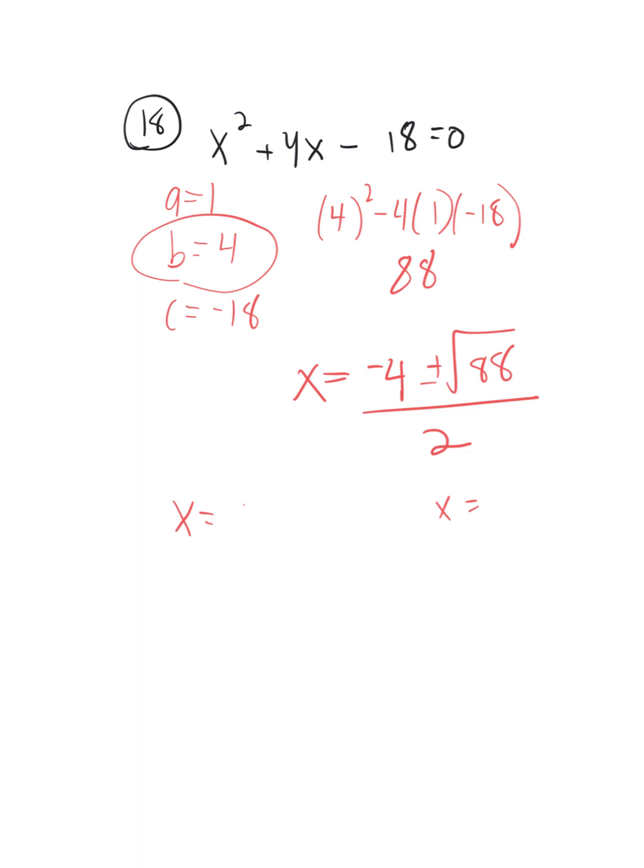Rounded to 2 decimal places, that's going to be 2.69. Now we're going to go and do negative 4 minus the square root of 88, and then divide that by 2. Rounded 2 decimal places, that's going to be a negative 6.69.